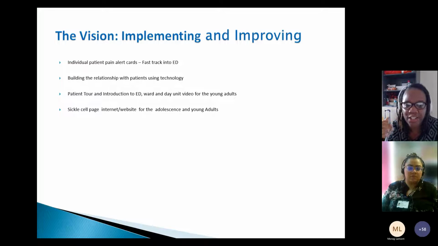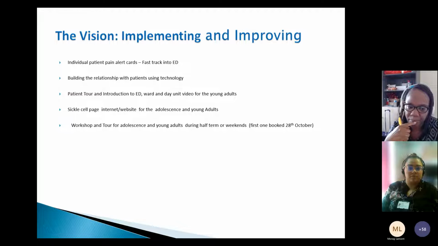Again, patient tour and introduction, obviously to get the young people to feel more at ease, and to help them not to feel so scared and afraid to come over to the adult side. Therefore, that's why we do a tour, in order to introduce them to the staff and to where they would go once they do come over, whether it's ED, clinic, or a day unit.